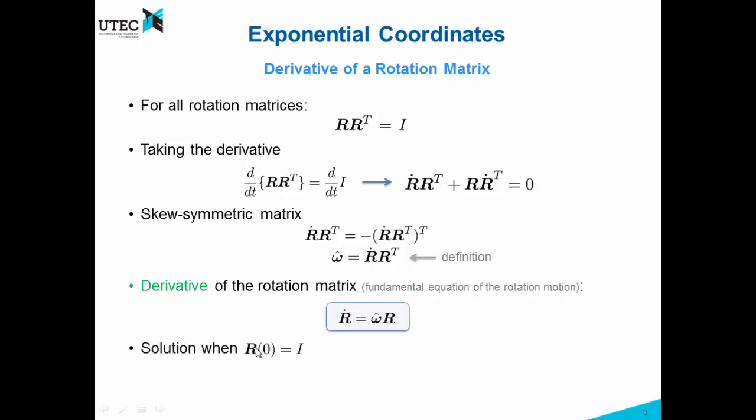The solution when the initial rotation is equal to the identity is this. The way to obtain this is similar to the way that we solve a differential equation. You can recall that if you have a differential equation that takes this form, the solution is this one. And here it is exactly the same. You can see that here there's an exponential, and that's why these are called exponential coordinates. As I said before, this omega hat represents the angular velocity.